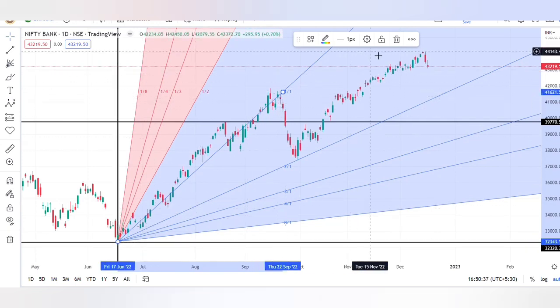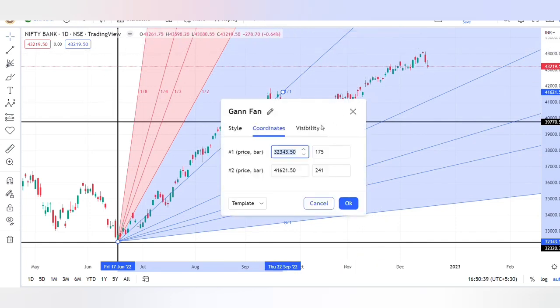Select the Gann Fan, go to the settings option and then go to the coordinates menu. Here we can see the coordinates of the first point and the coordinates of the second point. The first point's coordinates are 32,343.5 and the bar is 175. So here bar means time only, that is, after how many candles this point is coming. Here our time frame is 1 day.